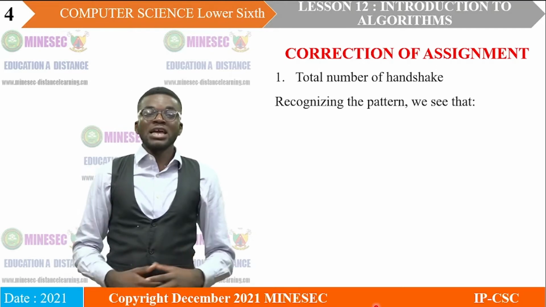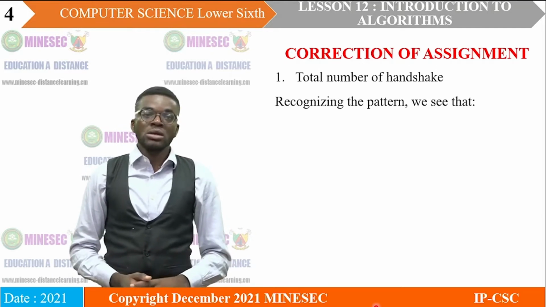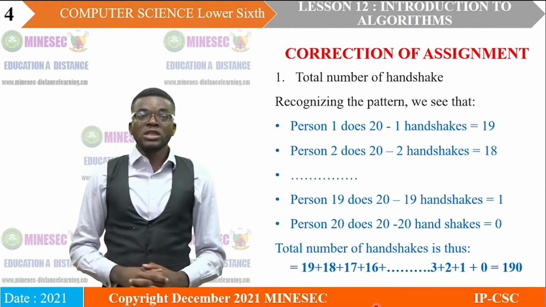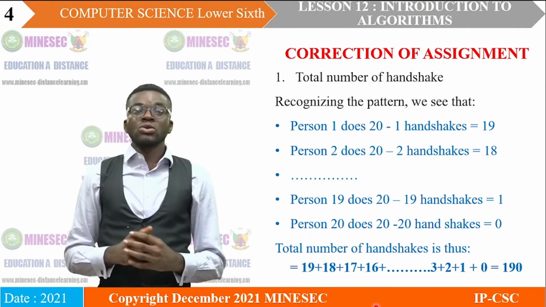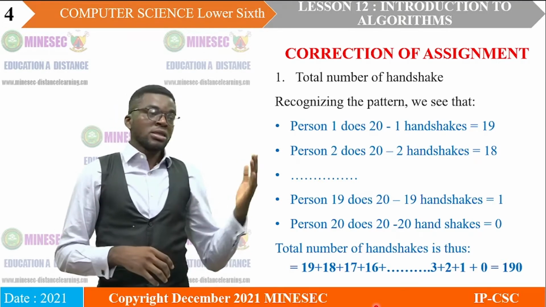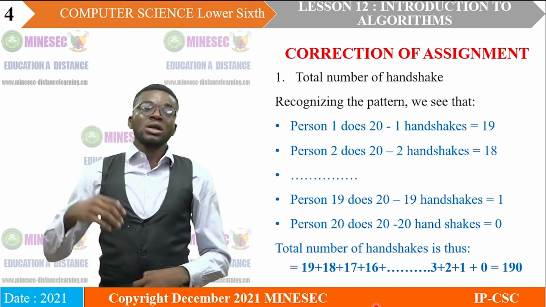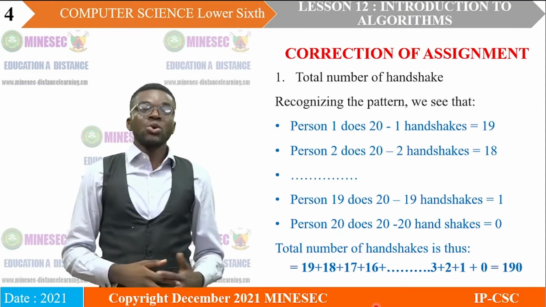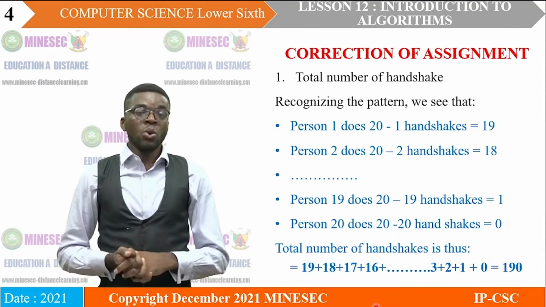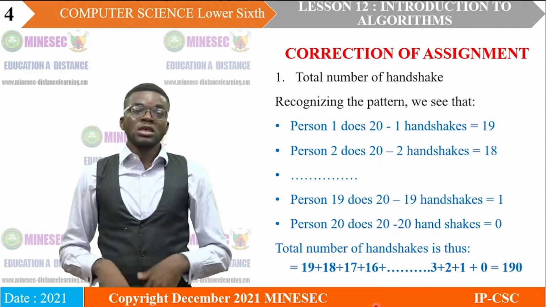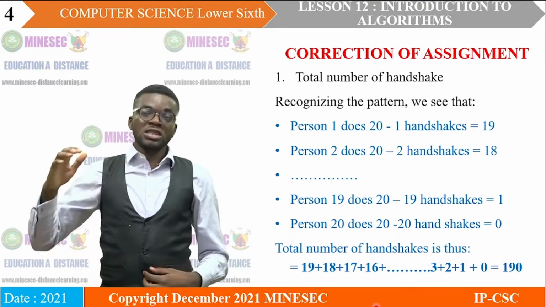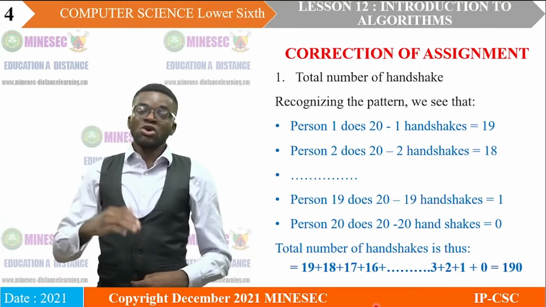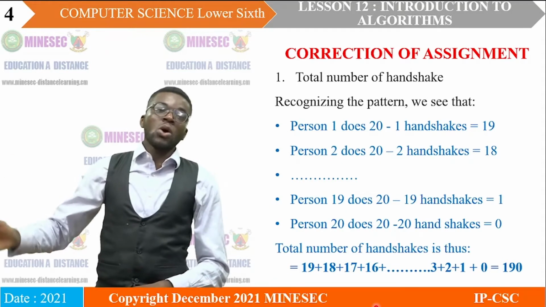First, we apply pattern recognition. We will see that one person does 20 minus one handshakes. It means the first person is going to shake hands with 19 other people. Person two does 20 minus two handshakes. That is, the first person greets 19 people. The second person has already been greeted by the first person, so he's going to greet 18 other people.